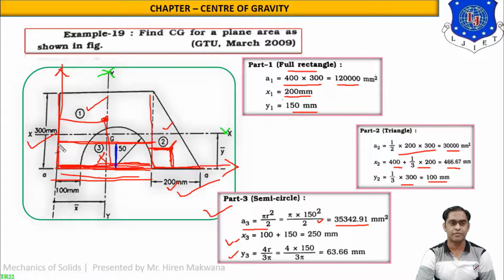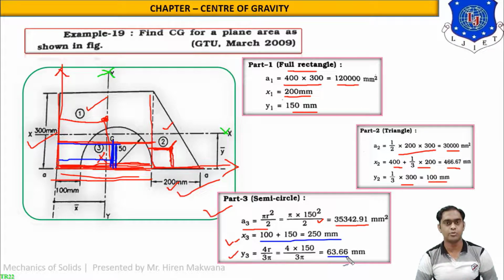x3 will be from y-axis to this point, means this 100 mm gap plus radius equal to 150. So 100 plus 150 equal to 250 mm. And what is y3? So this vertical distance is y3, which is 4r by 3 pi. So 4 into 150 by 3 pi, 63.66 mm. So similarly, part 1 and 2 and part 3, all the calculations are completed now.